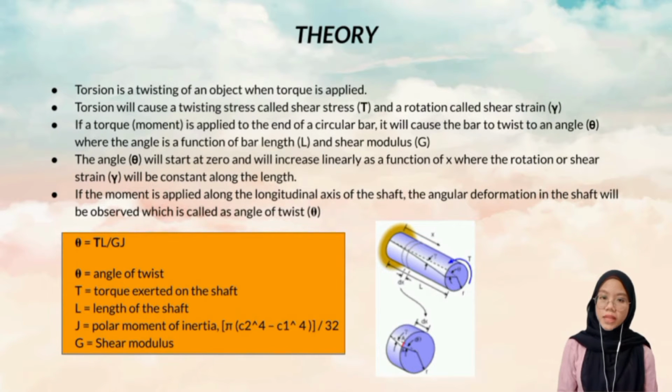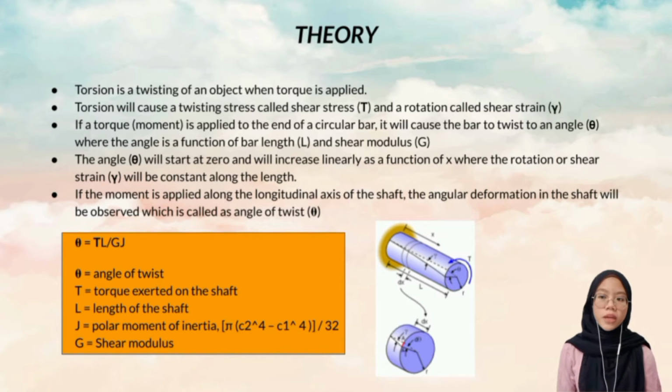My name is Aizuddin binti Azmi, and I will explain about theory. Torsion is a twisting of an object when we apply torque towards the object. The torsion will cause a twisting stress we call shear stress, and a rotation we call shear strain. If we apply a torque or a moment to the end of a circular bar, it will cause the bar to twist to an angle we denote as theta, where this angle is a function of the bar length L and also the shear modulus G. The angle will start at 0 and it will increase linearly as a function of x, where the rotation or the shear strain will be constant along the length.